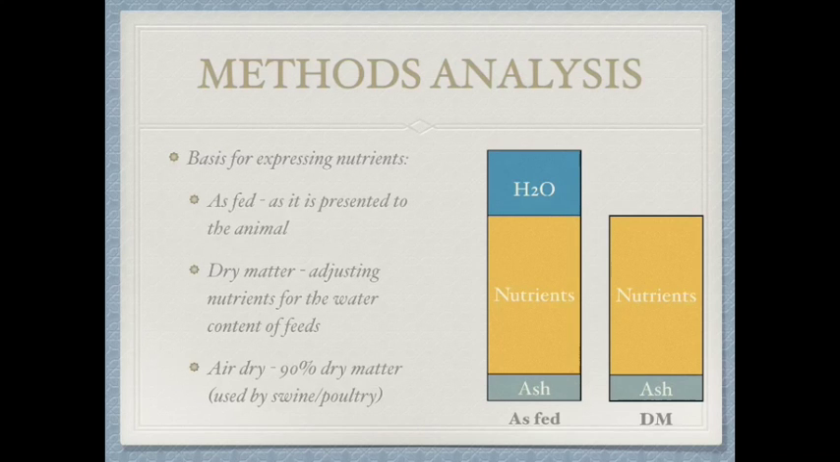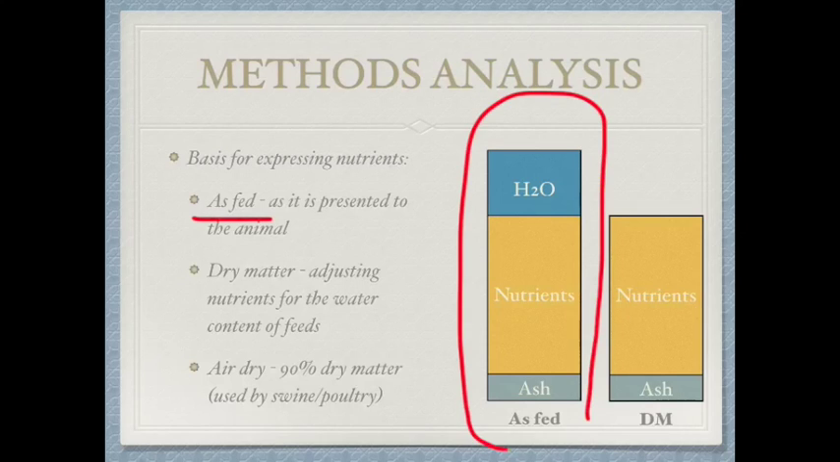The first thing we need to discuss, and we will spend a future activity delving into the different ways of expressing nutrients, but just to provide you a bit of an overview, there's a couple different ways as nutritionists we talk about nutrients. The first is what we call as fed. That's as it's presented to the animal. So if we were to take a feed, it would have a nutrient component and a water component. And all feeds contain water.